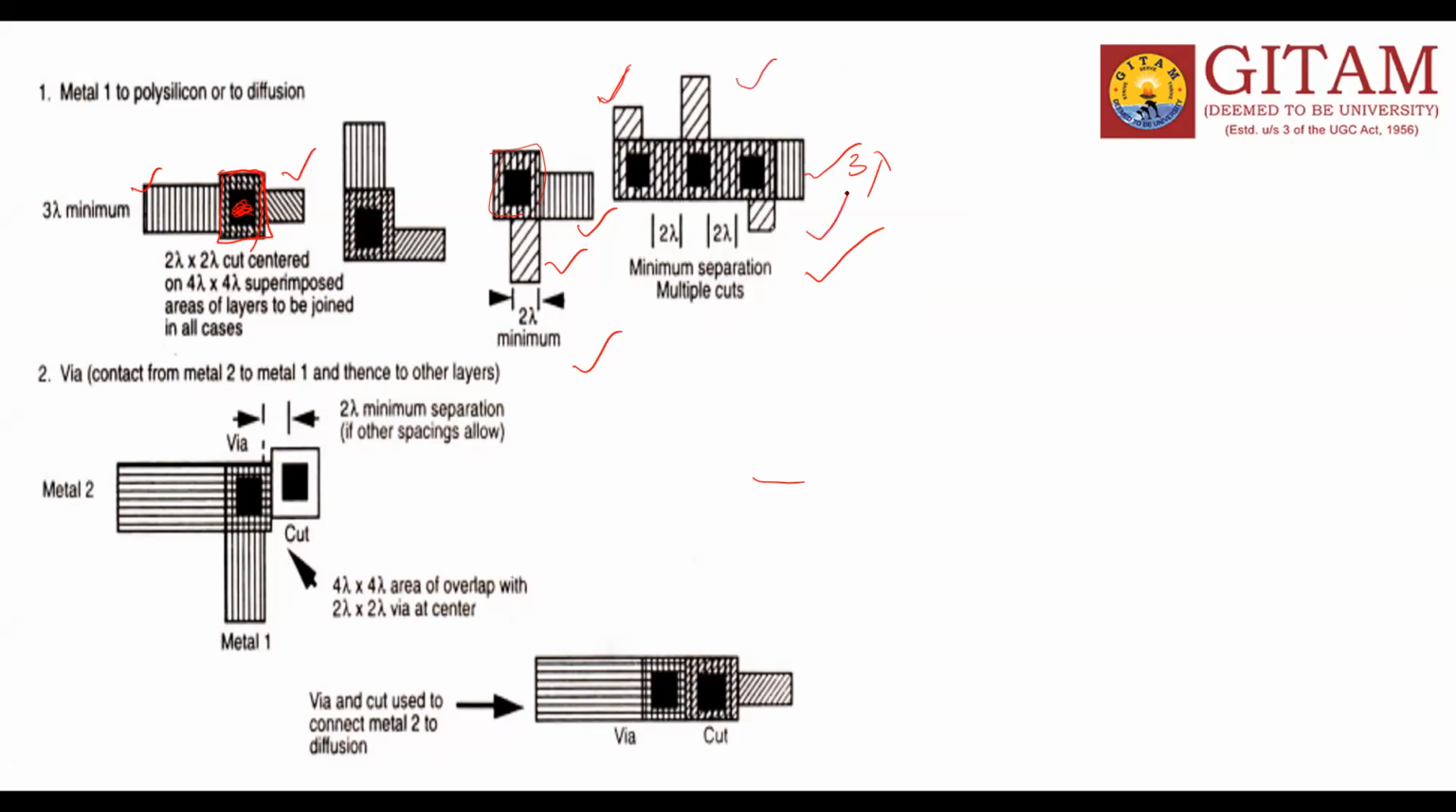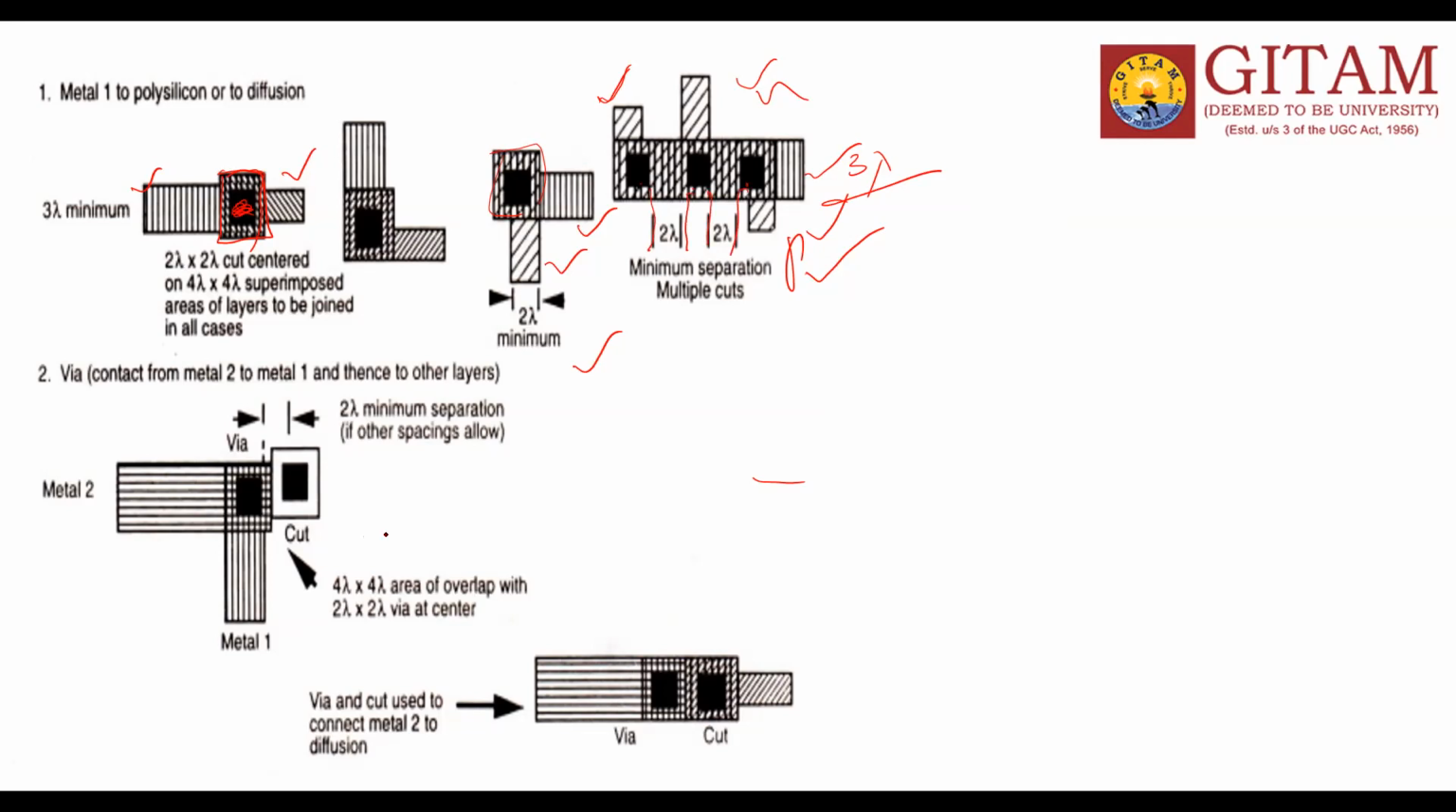This may be the P diffusion, or maybe P diffusion, N diffusion, and poly. Whatever it may be, you need to join these 3 layers with the metal 1. Then what happened? So 3 contact cuts are required: 1, 2, 3. Moreover, what is the space in between each contact cut? The minimum space between each contact cut is 2 lambda.